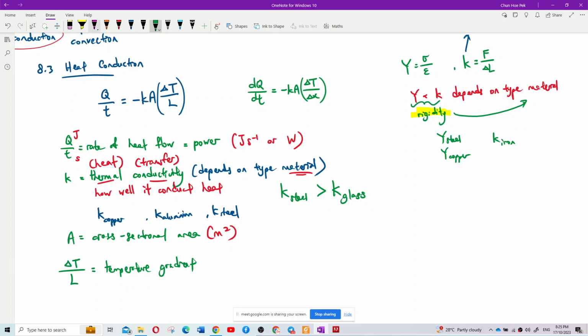Temperature gradient. Later I will tell you what is temperature gradient. It's like a slope, a gradient. As the name suggests, it's a gradient. But gradient of what? Of course, it refers to a graph.